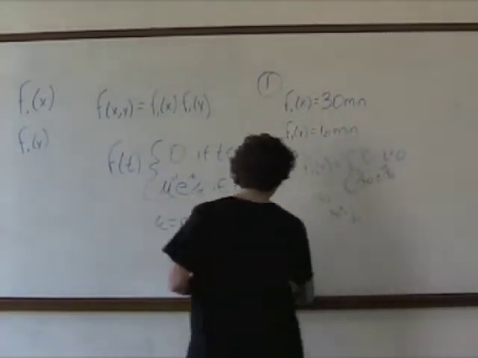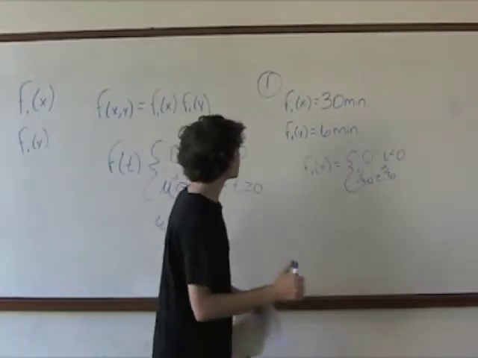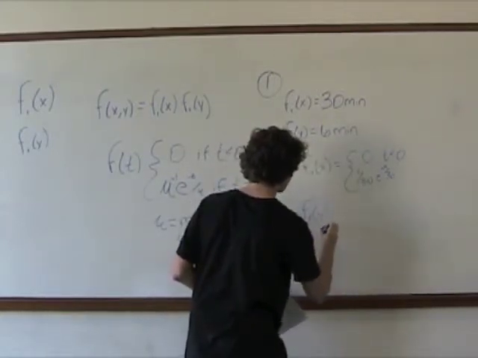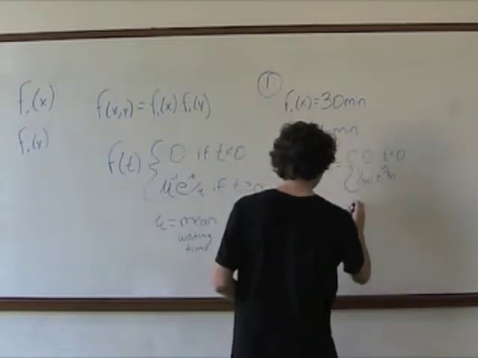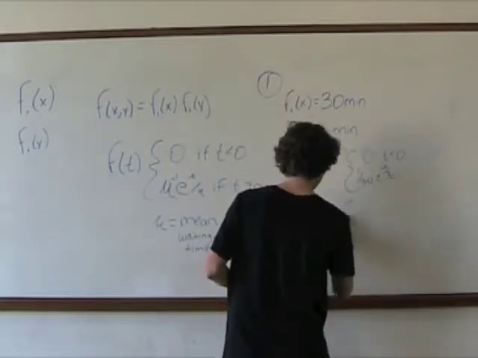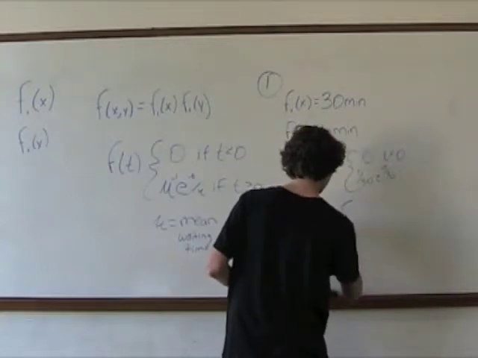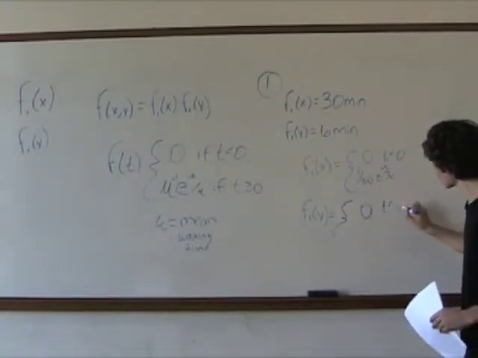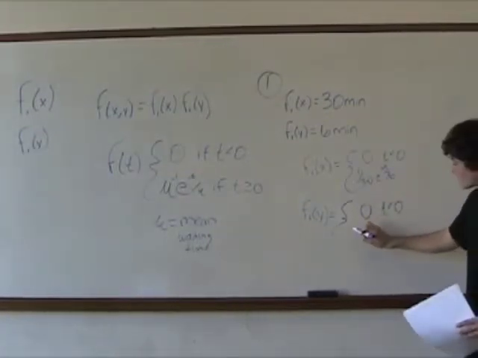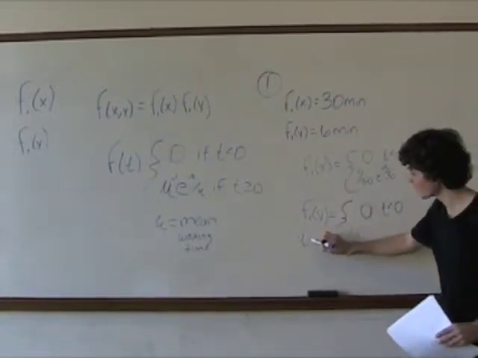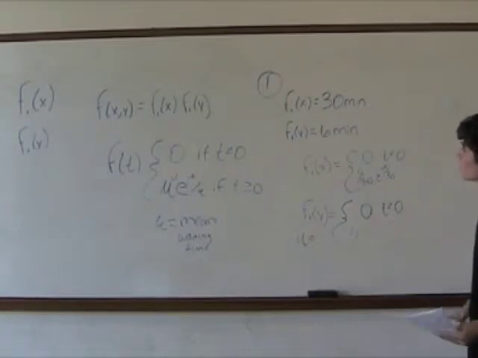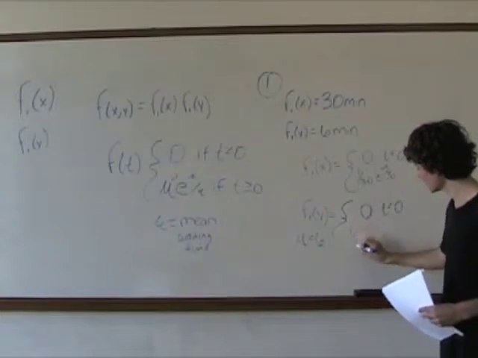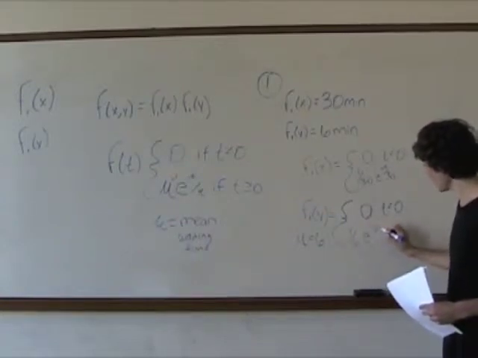Now we can do the same thing for our probability density function of y. In this case, the mu, or our mean waiting time, is going to equal 6 minutes. So we will have 1 over 6 e to the negative y over 6.